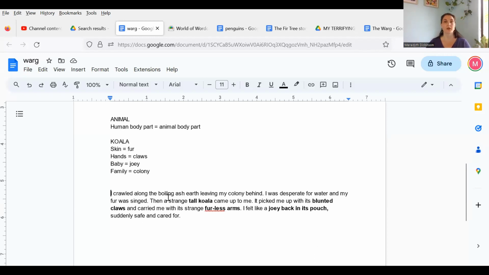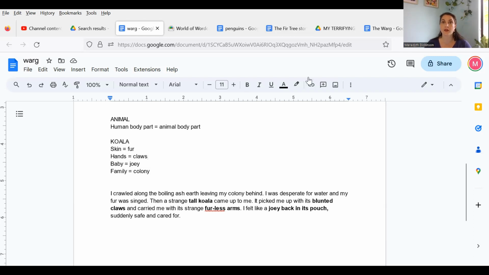And you can pick it up from things like the boiling ash. So I crawled along the boiling ash earth, leaving my colony behind. I was desperate for water and my fur was singed. Then a strange, tall koala came to me. It picked me up with its blunted claws and carried me in its strange, furless arms. I felt like a joey back in its pouch, safe, suddenly safe and cared for.